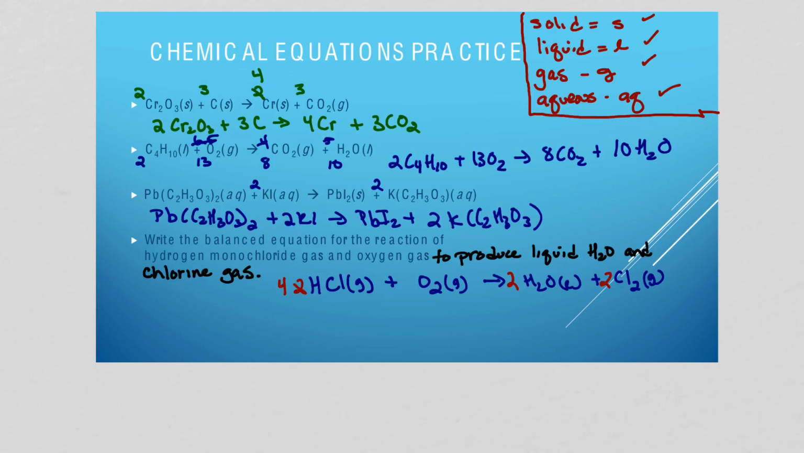So my balanced equation becomes 4 HCl plus O2 goes to 2 waters and 2 Cl2s. That gives me 4 hydrogens on each side, 4 chlorines on each side, and 2 oxygens on each side. Okay, so that's just a few examples of balancing equations. Again, like any skill, we need to practice it, so the more practice you can do, the better off you're going to be.